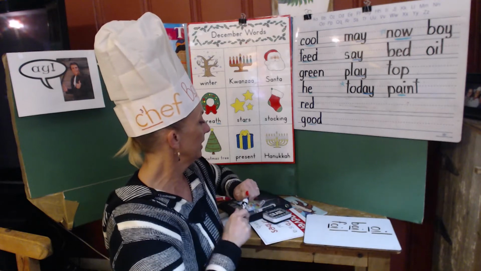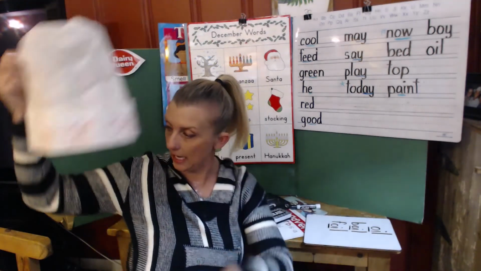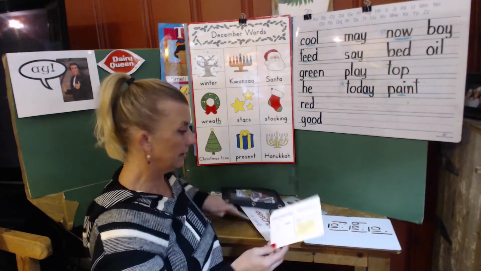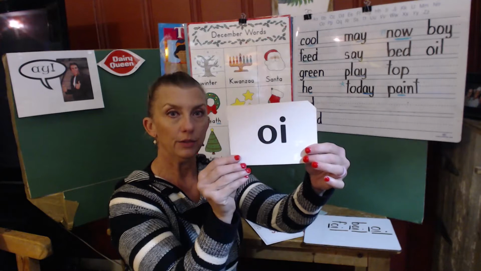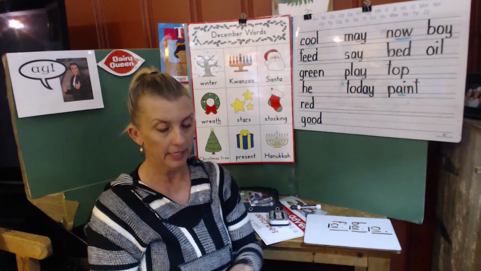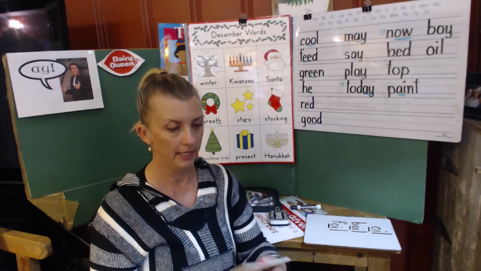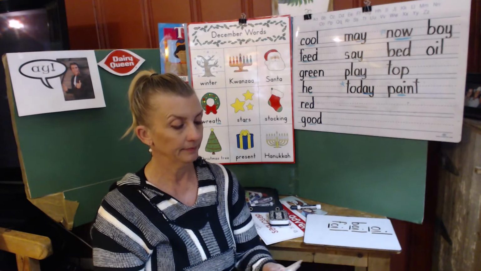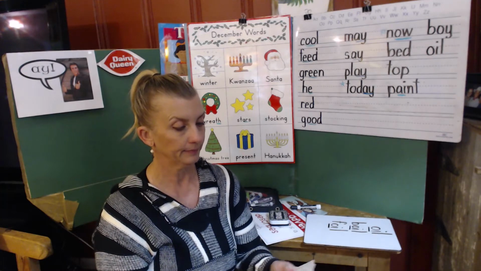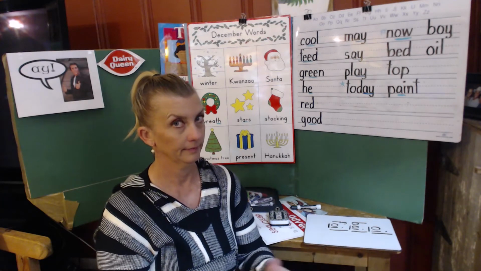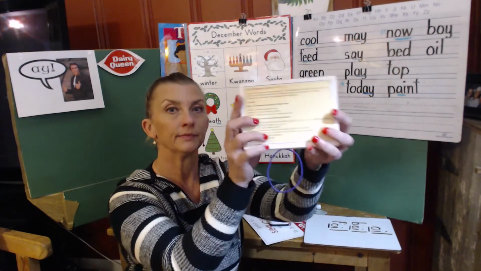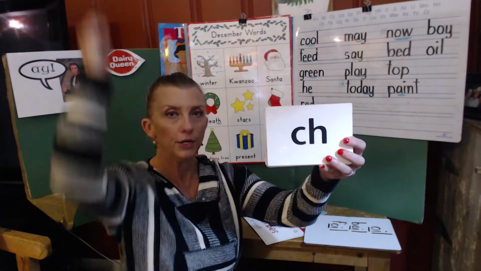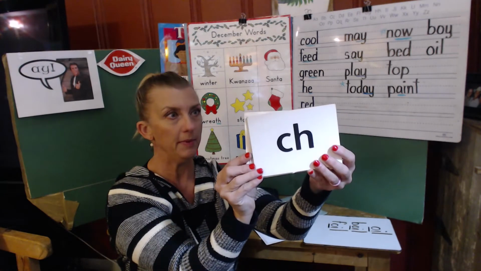All right, let me put my chef hat to the side and grab our flashcards. All right, here's oi, and I'm going to hide it somewhere in here, like I always do, to try to trick you. Okay. Change the order. Okay, here we go. Ch, ka, sh. Good. Are you saying them with me?